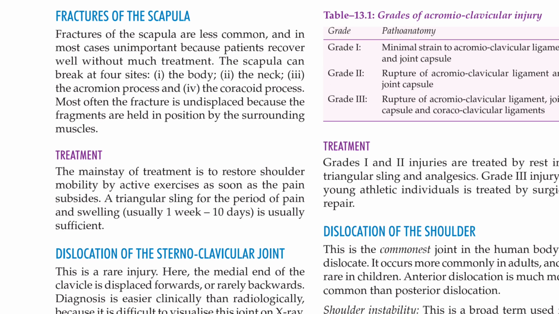Treatment. So how will we treat? The mainstay of treatment is to restore shoulder mobility by active exercises as soon as pain subsides. We will apply a triangular sling for the period of pain and swelling, usually 1 week to 10 days, meaning 7 to 10 days, is usually sufficient.